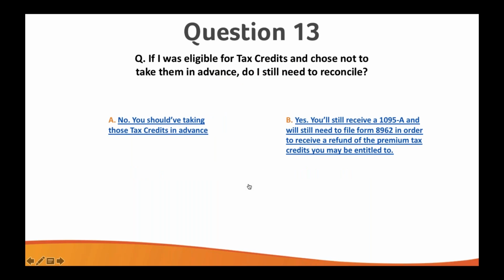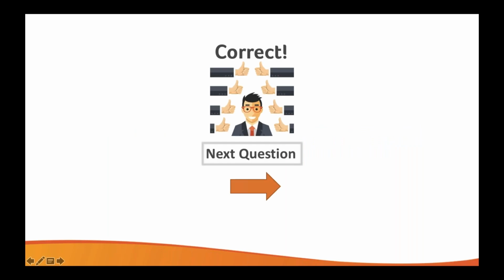Okay, good. We're on to question number 13. If I was eligible for tax credits and chose not to take them in advance, do I need to reconcile? A, no, you shouldn't have taken those tax credits in advance. B, yes, you still receive a 1095A and you will still need to file a Form 8962 in order to receive a refund of the premium tax credits you may be entitled to. I see B coming. So it's definitely B. Like I mentioned, even if you didn't get tax credits, you chose not to take them, you still need to file that and you may be eligible to get a return.